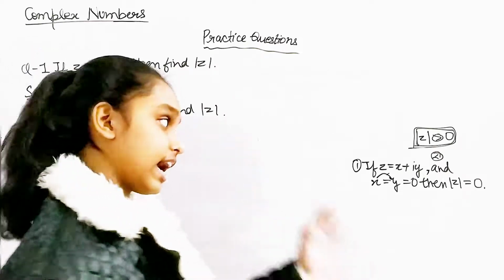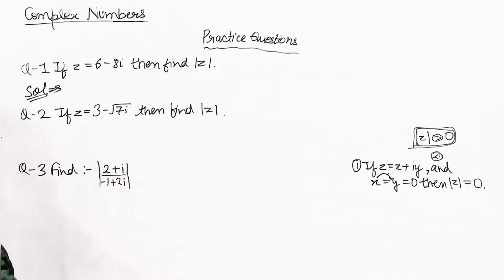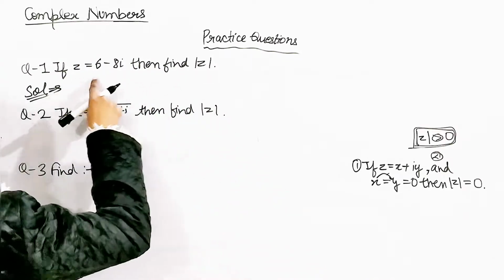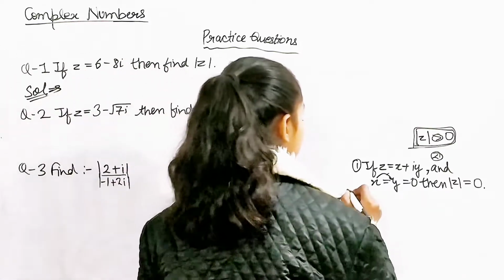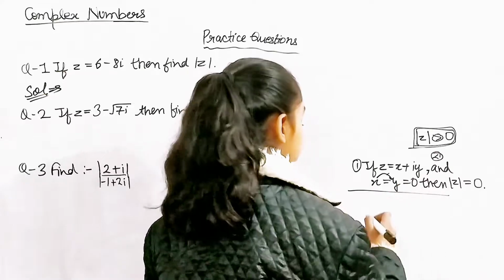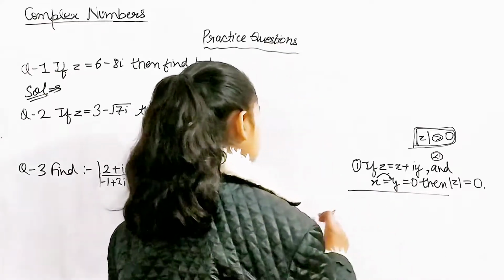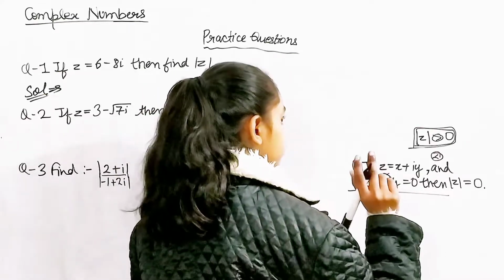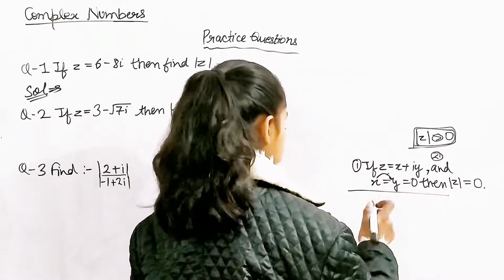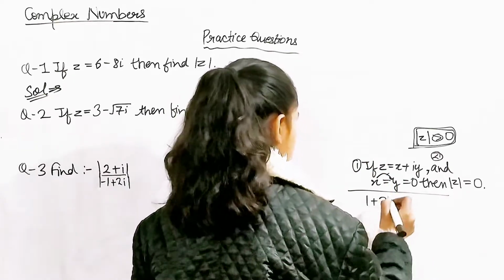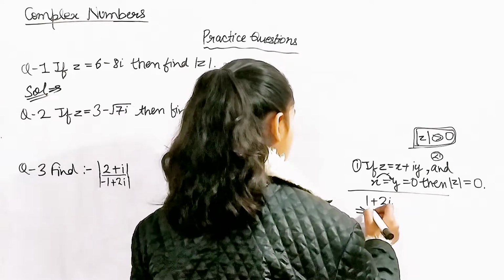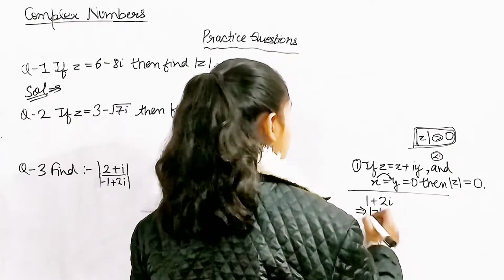Let's get back to the question. So z is equal to 6 minus 8 iota. One more thing: I took a short example, and I hope you have not forgotten it. It was 1 plus 2 iota, and we had to find mod z.